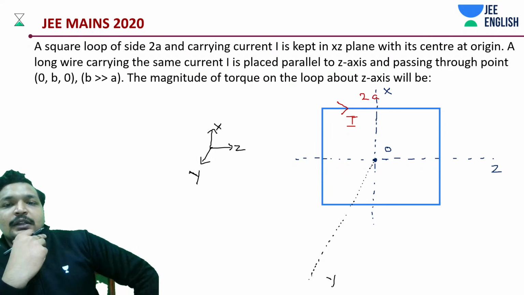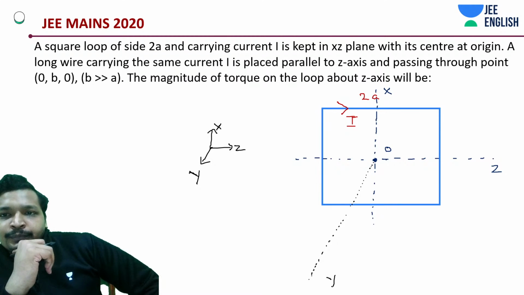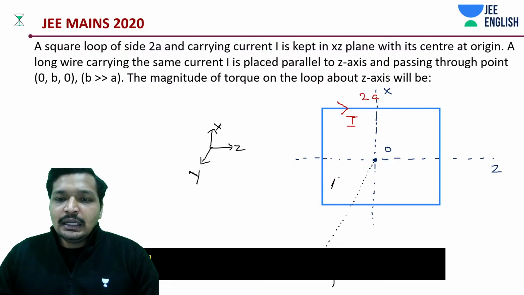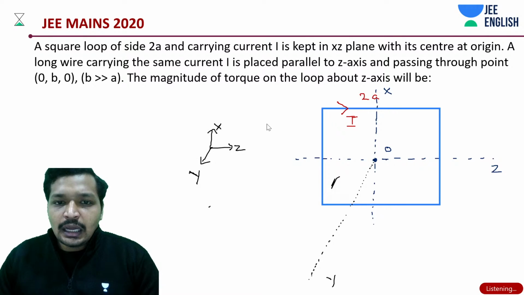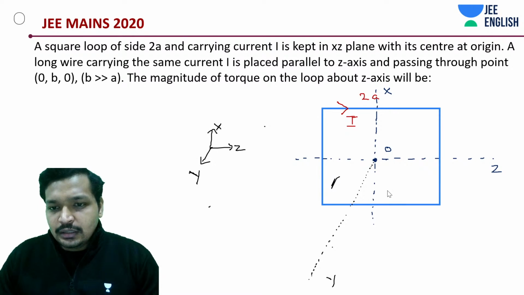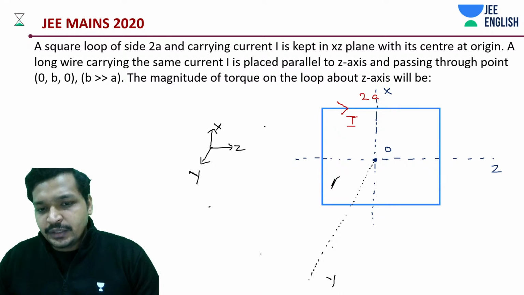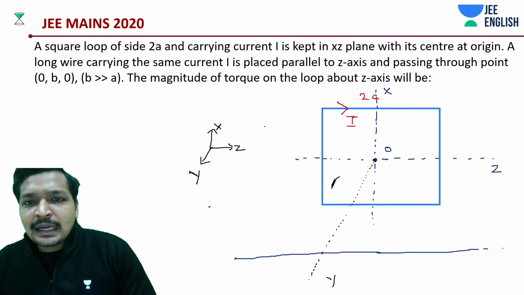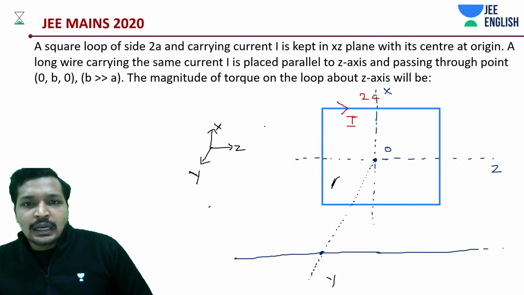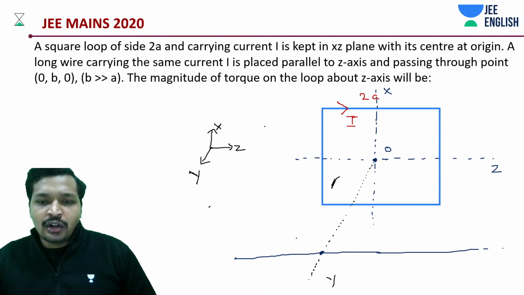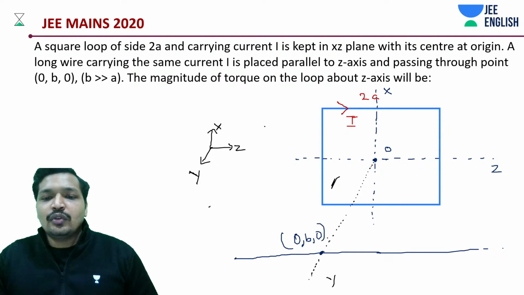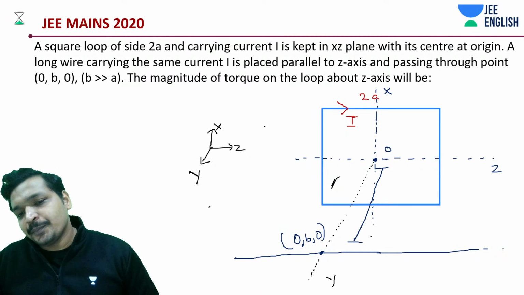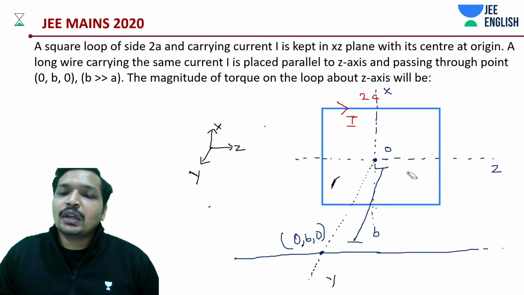Why are we doing this? You'll slowly understand. Now what is being said? A very long wire is carrying how much current? I. One part of the very long wire is being represented. It is placed parallel to the z axis, and it goes through the point 0, b, 0. How much distance is it from the center of the loop? It's at a distance b.